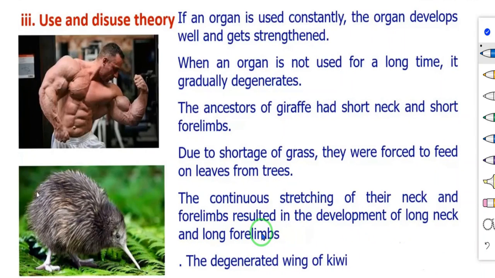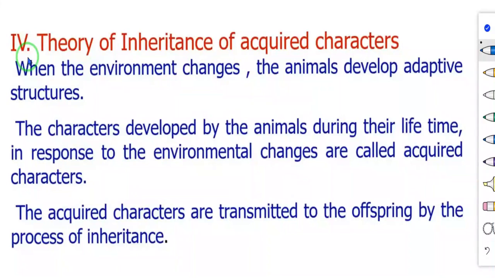So when one organ is used constantly, the organ develops well and gets strengthened. The degenerated wing of kiwi is an example for when an organ is not used for a long time, it gradually degenerates. The fourth principle is the theory of inheritance of acquired characters.